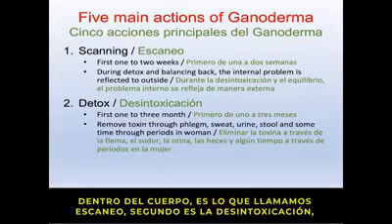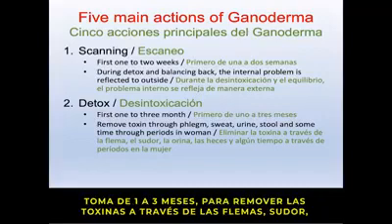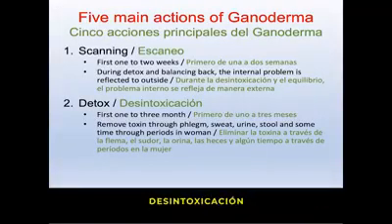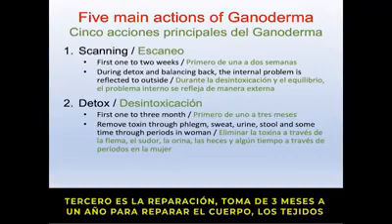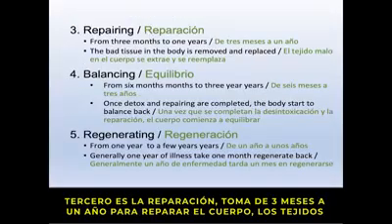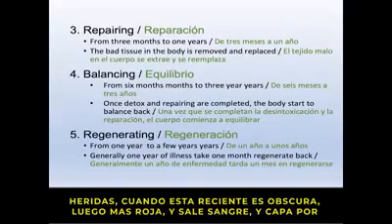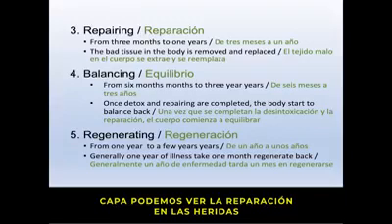Secondly is detox. This detox takes about 1 to 3 months. It will remove toxin through the skin, sweat, urine, stool, and sometimes through the periods in women also. This is for the detox. Third comes the repairing. It takes about 3 months to 1 year to repair the body. The bad tissue in the body is removed and replaced. Sometimes you can see from an open wound, the wound is blackish in color. After taking it, it turns reddish, and all the bad blood comes out, and slowly, layer by layer, you can actually see the repairing in the open wounds.